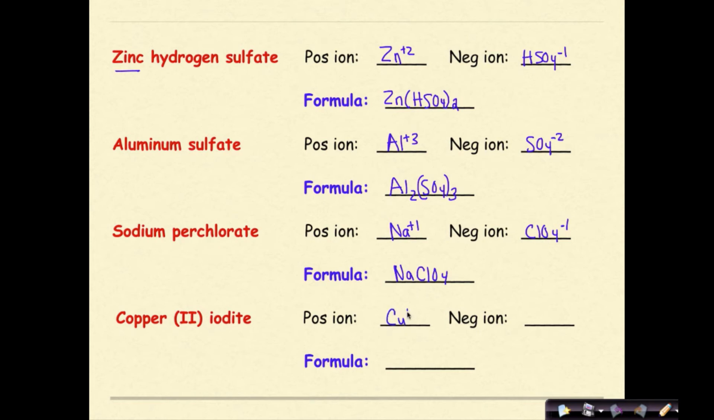Copper 2 iodide. All right. Copper, Cu +2. The negative ion is going to be IO2 -1. We're going to cross these down. So the final formula here will be Cu(IO2)2. And this should be enough examples to remind you of what you should already know about writing formulas that contain polyatomic ions, that contain parentheses, making sure that these compounds are electrically neutral.